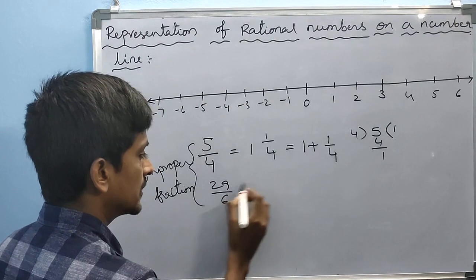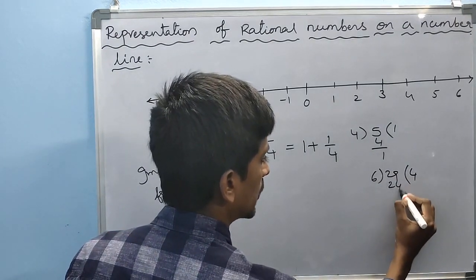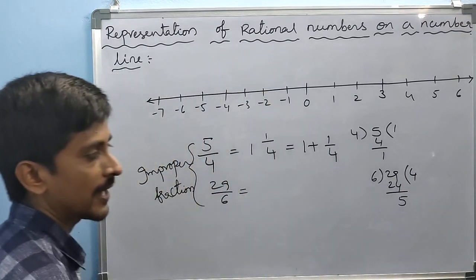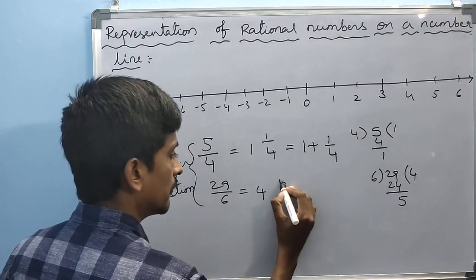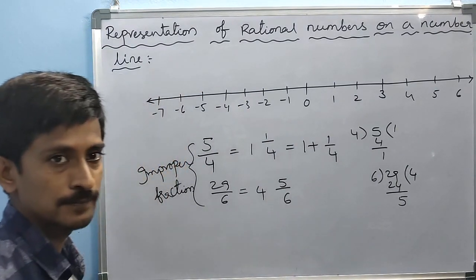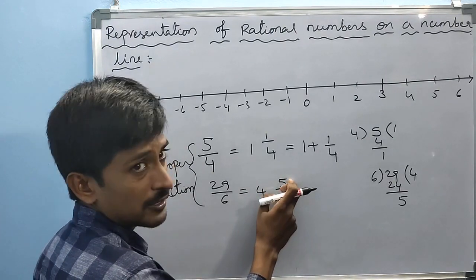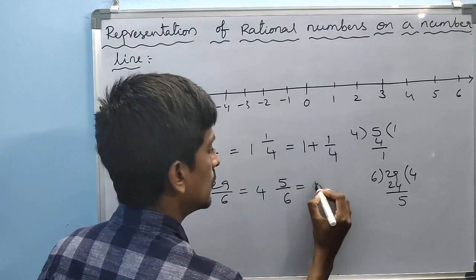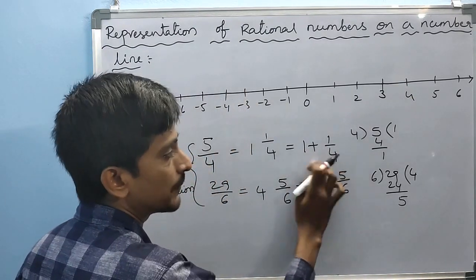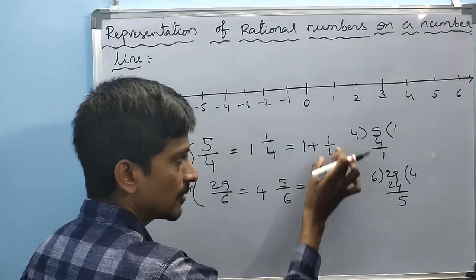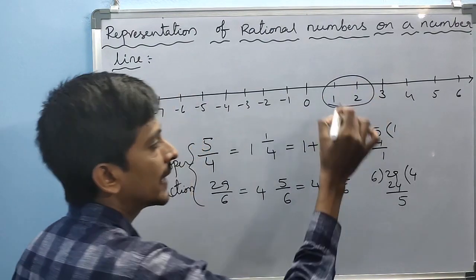Also this one, 29 by 6. 6 4s are 24, remainder is 5. So, 4 and 5 by 6. 6 4s are 24, 24 plus 5, 29 by 6. So, 4 plus 5 by 6. So 1 plus something means 1 point something. So it is in between 1 and 2.